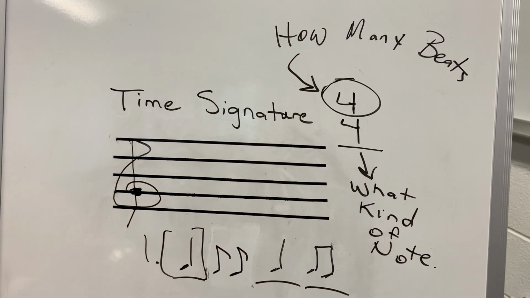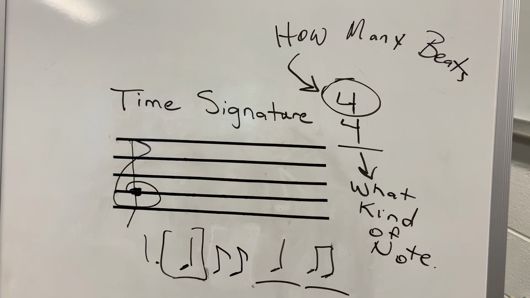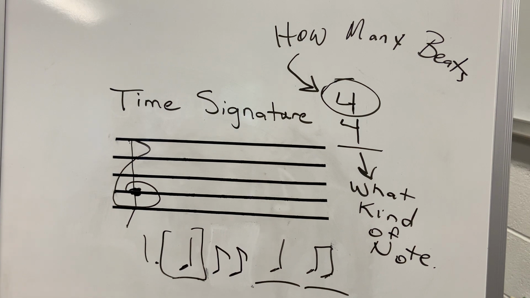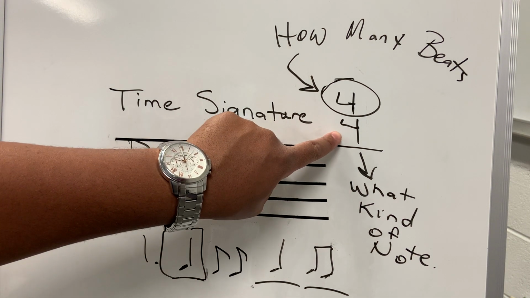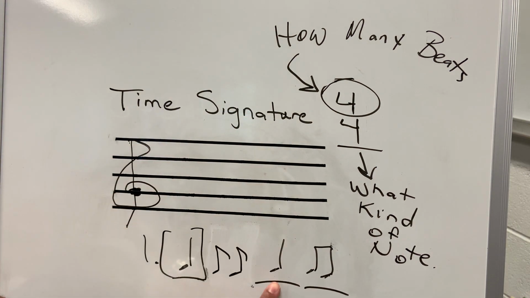Okay? Now, moving on. Remember, the top number tells you how many beats. The bottom number tells you what kind of note gets the beat. Now, what's on the bottom here? 4. So that means if you see a 4 on the bottom of any time signature, that tells you that any quarter note, which is a do, these do's are quarter notes. Okay, let's remember the name.